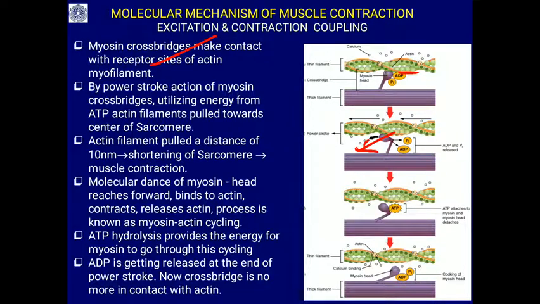Repeatedly this will happen. The actin filament is pulled a distance of 10 nanometers, shortening the sarcomere, and this is what contraction is. It is called the molecular dance, because the cross bridge makes contact with the actin utilizing ATP, pulls, makes contact again, and with another ATP pulls the actin. So you keep on pulling. Many cross bridges make contact with the actin, keep on pulling the actin, using energy from the ATP. This is called the molecular dance, bringing the actin towards the center.